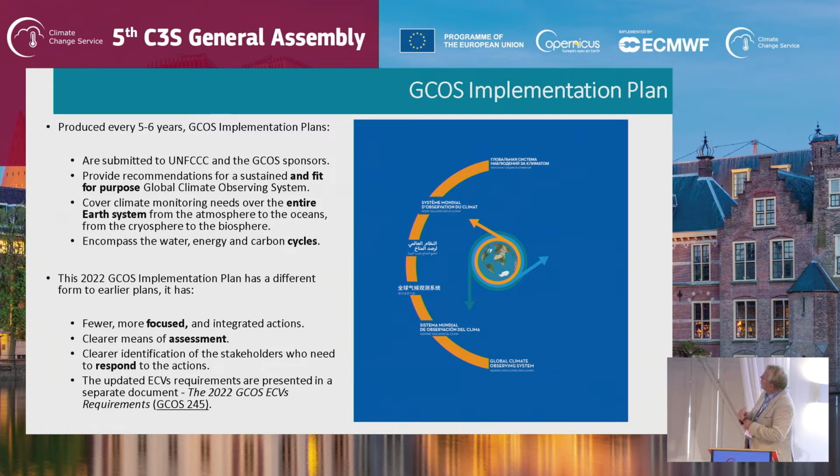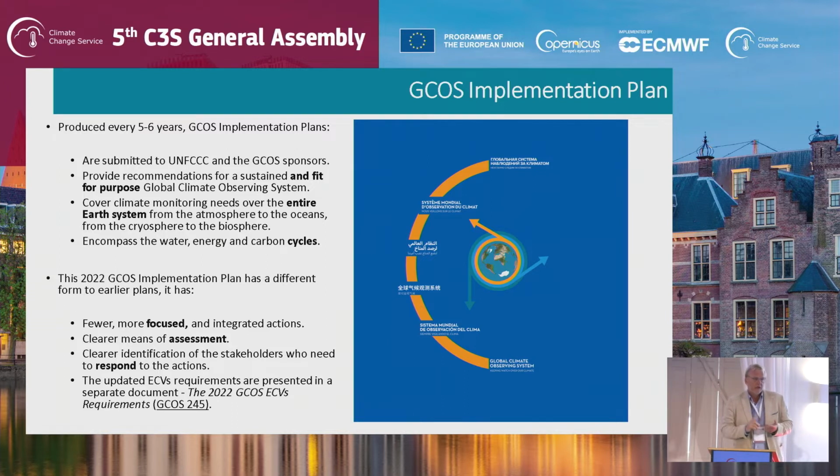Within that, we want to have a system that is fit for purpose. And it's important to realize that GCOS doesn't run observation systems. What we try to do is monitor the amount of the observation systems and how well they do what they promised. The GCOS 22 implementation plan is different from the previous one. It's readable. It's much shorter than particularly the previous one, and it's also more focused. We try to address the stakeholders who need to respond to the action.